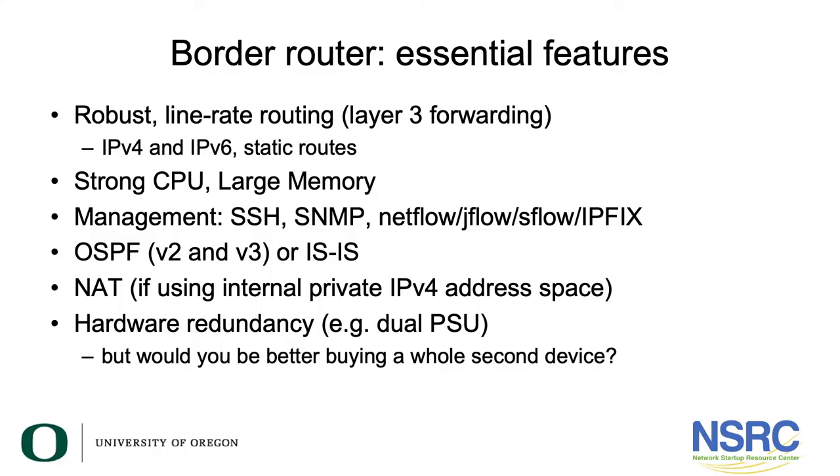We will now look at how we go about choosing a border router. The slide shows the essential features needed for a border router. So this would include robust line rate routing, so layer 3 forwarding, including IPv4 and IPv6, and static routes. A strong CPU is essential, and large memory is essential as well.